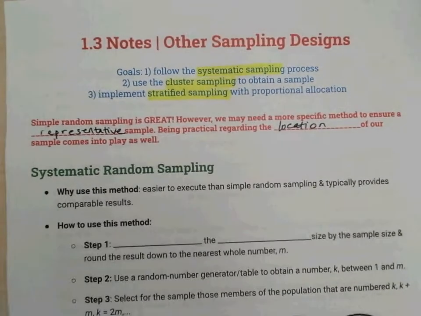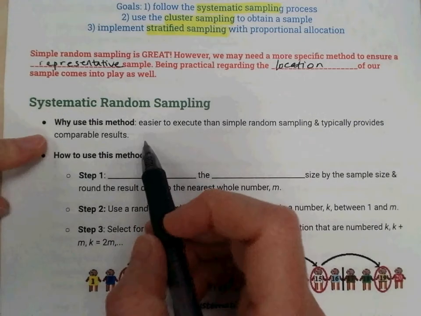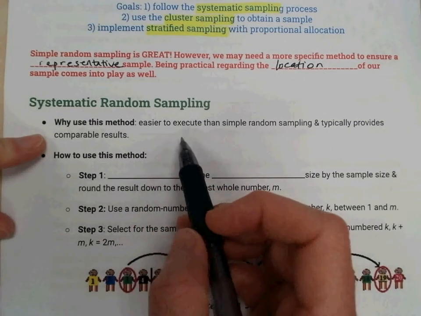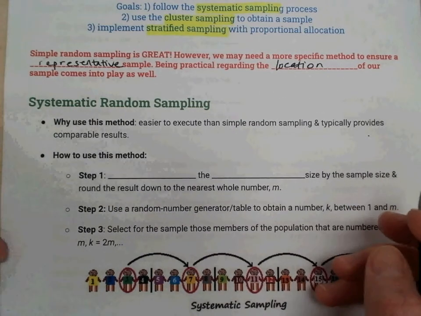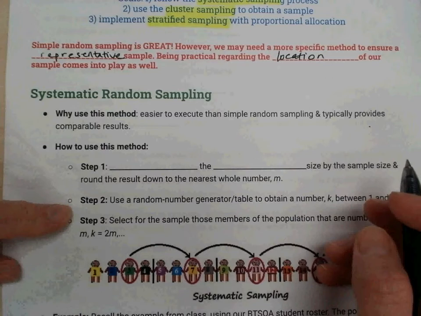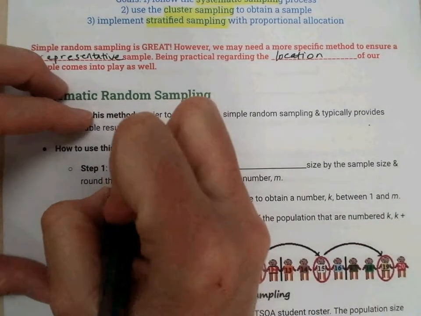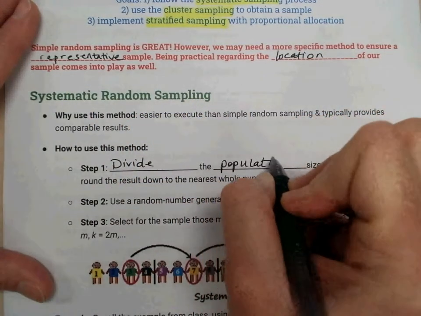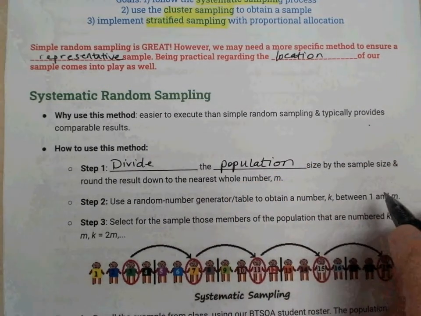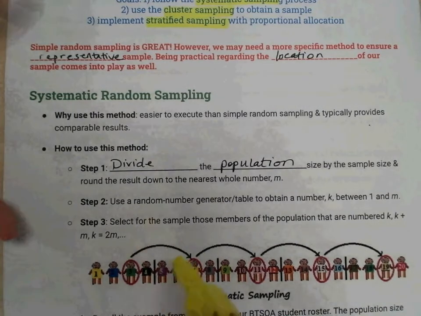Systematic random sampling is the first one we'll talk about, and each one of these has its own process. Why we would use this method: it's easier to execute than simple random sampling, and it typically provides comparable results. That's nice, a little easier. How to use this method? Step 1, we divide the population size by the sample size and round the result down to the nearest whole number. Now that's unusual. We round the result down.